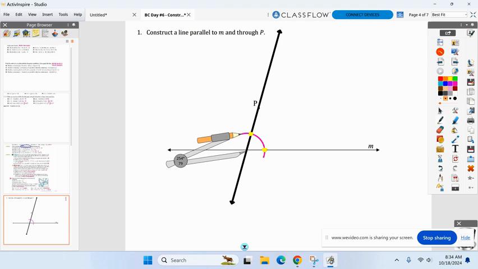All right, now come up to the ray. Come up to point P on your ray. And hopefully you have the same compass opening as that first arc. Make an arc through that ray. It doesn't have to be huge.